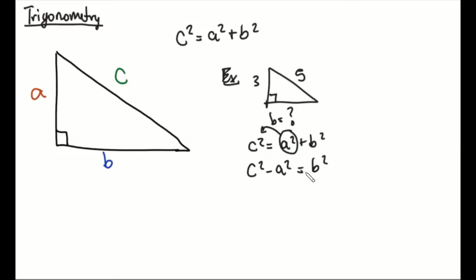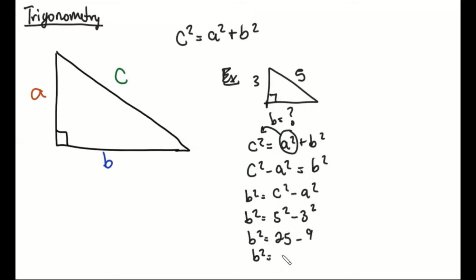Now I'm just going to rewrite this formula so that my B squared is on the other side. And there we go. So now we can start. B squared is equal to 5 squared minus 3 squared. 5 squared is 25. 3 squared is 9. So 25 minus 9 is 16. Take the square root of both sides. And we get B is equal to 4.